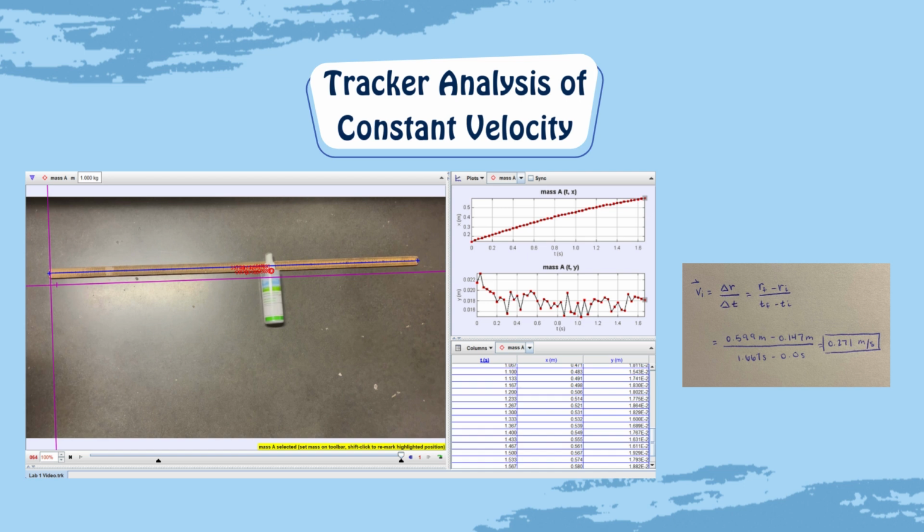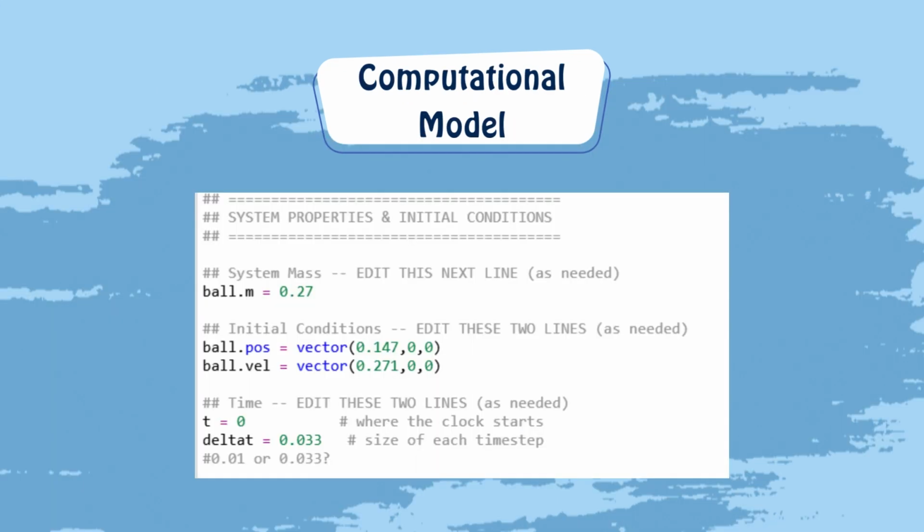And with this information, I calculated the initial velocity, which is the change in position over the change in time. And for this, I used my very last position data point with my very first position data point to get a velocity of 0.271 meters per second. Then I started with my computational model, and I researched that the average mass of the bottle was 0.27 kilograms, and then I updated the initial position and the velocity. The initial position was 0.147 meters, and the initial velocity was calculated before, the 0.271 meters per second. And my delta t was 0.033, since that is how far the timestamps were from one another.